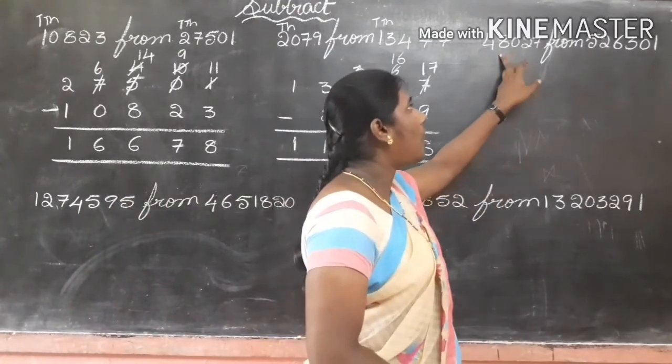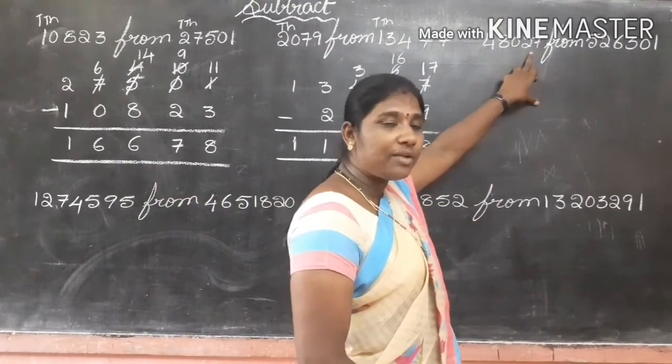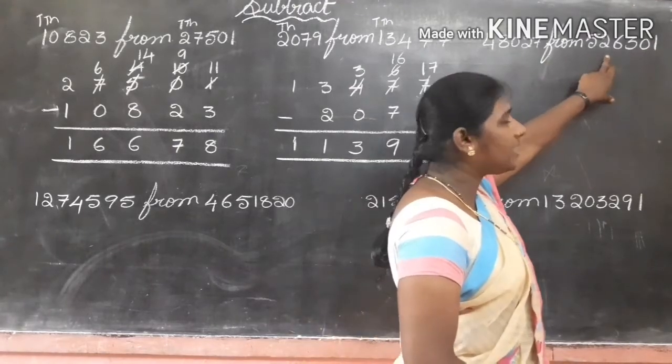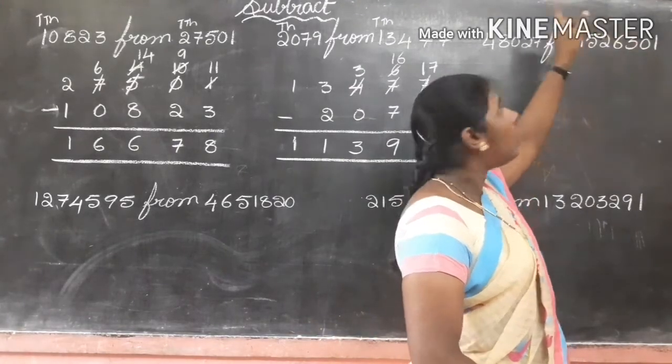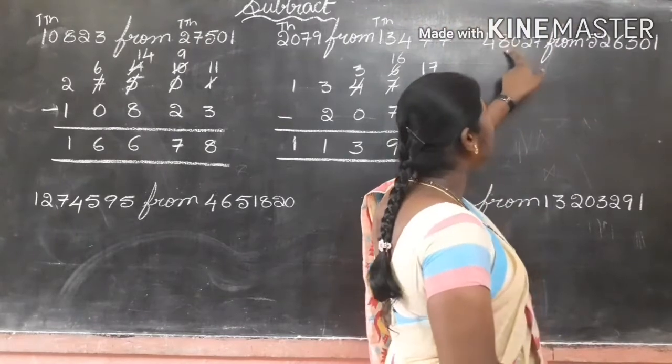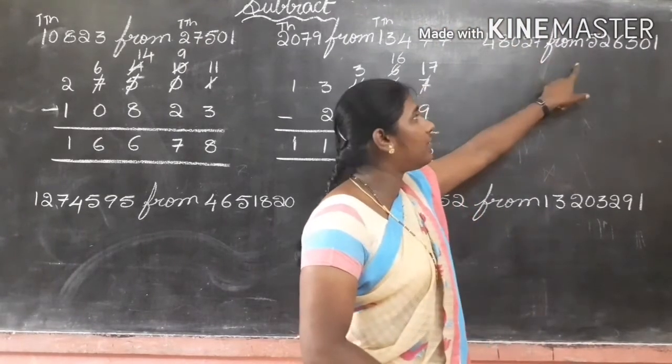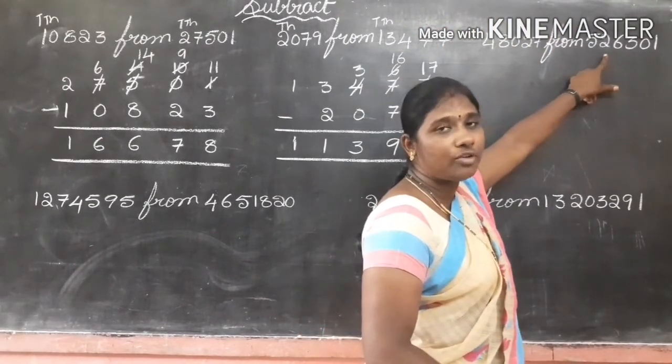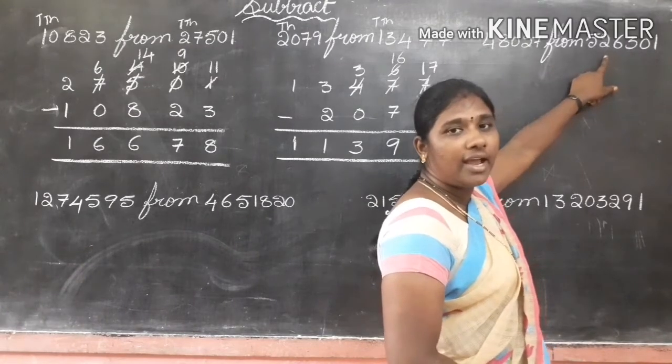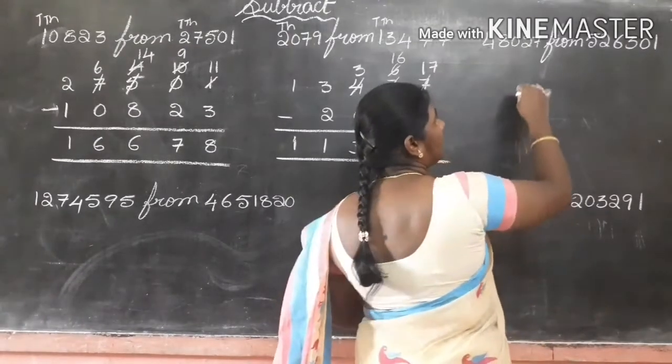Next one, subtract 48,027 from 5,26,301. Always we have to write the number after "subtract" first from, so subtract 48,027 from 5,26,301. So we have to check the place values.